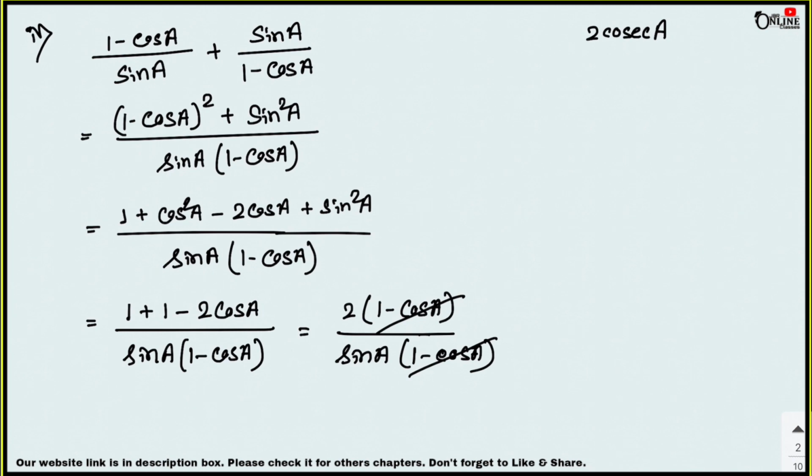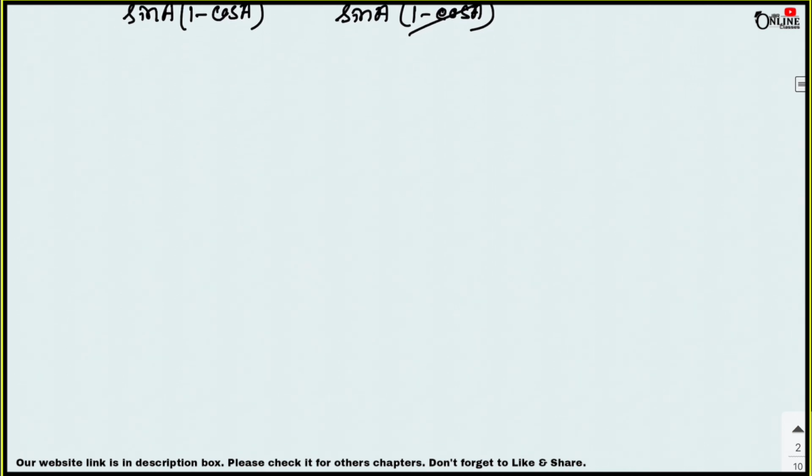Now it's cancel out. So 2 by sin A. 1 by sin A is the formula of cosec A. So your right hand side equal to 2 cosec A. It's proved. Next one, number 5.